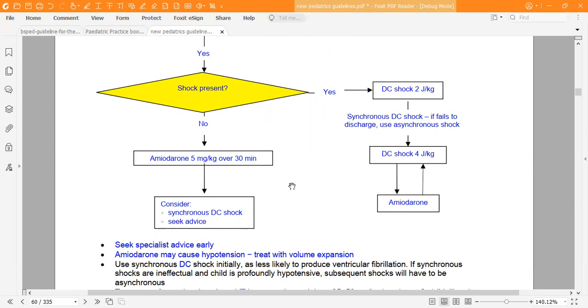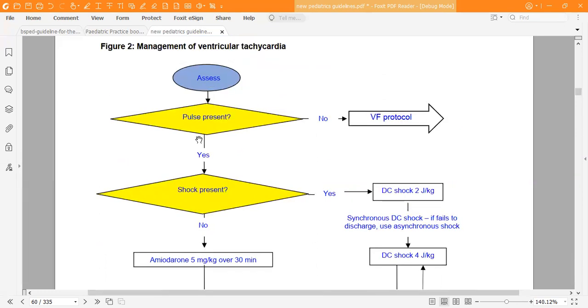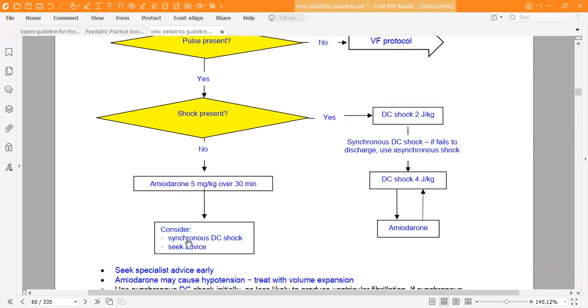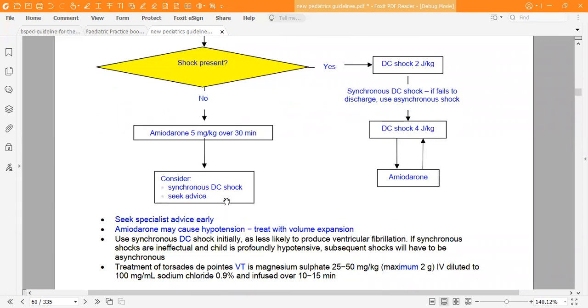So in VT or ventricular tachycardia, if there's a pulse palpable and he is shocked, you will go ahead for DC shock 2 and then 4 and then amiodarone. If there is a pulse and he is not shocked, you will go immediately for amiodarone 5 milligram per kg over 30 minutes. You get the synchronized DC shock prepared by your side just in case. And of course, you will seek the advice from the cardiology center or the local cardiology team.